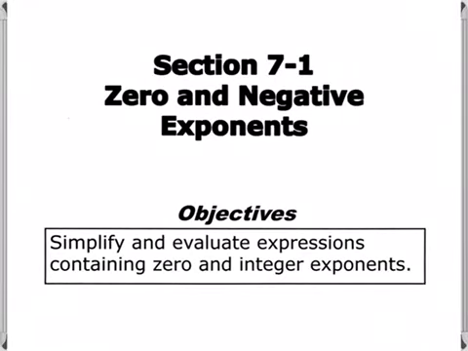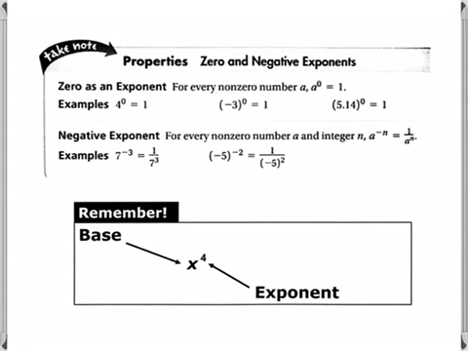Section 7.1, 0 and negative exponents. 0 is an exponent. For every non-zero number, a to the 0 power equals 1. So anytime you have a number or a variable with an exponent of 0, it is automatically going to equal 1.